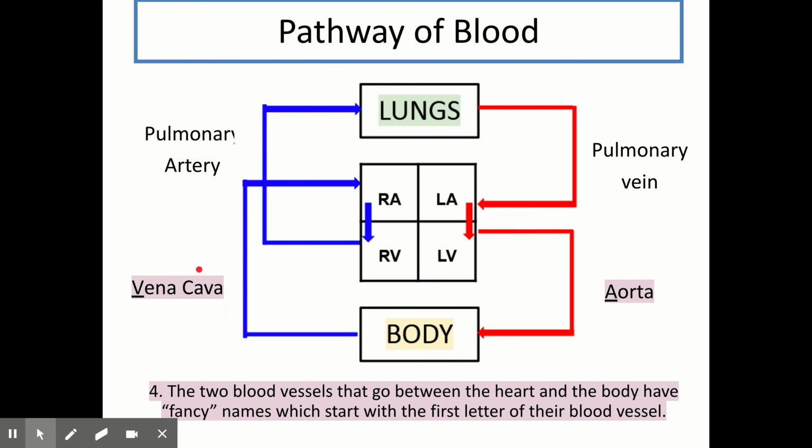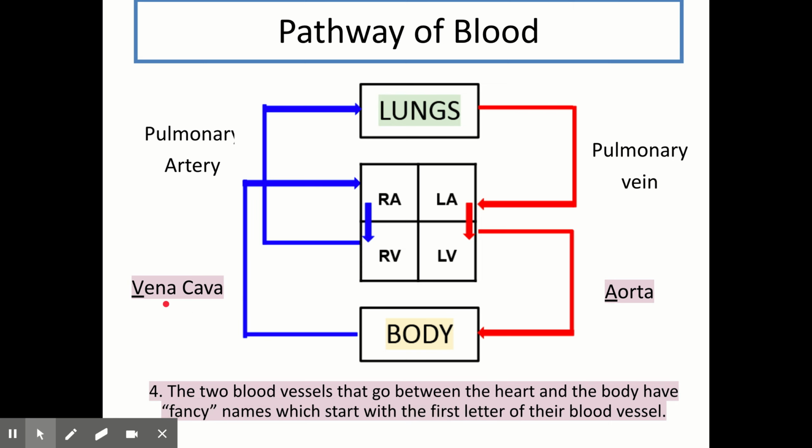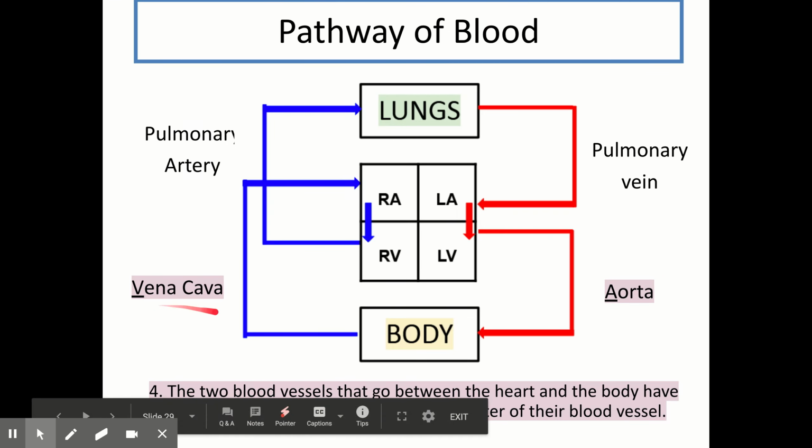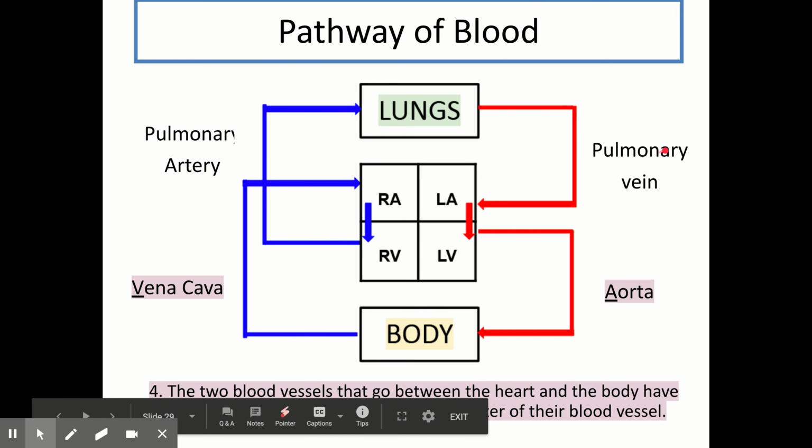The final rule regarding these two vessels at the bottom, so the two vessels that go between the heart and the body, have fancy names which start with the first letter of their blood vessel. So this one over here was a vein and it starts with a V, so it is the vena cava. This vessel over here was an artery, so it starts with an A, and this is the aorta. So it's taking blood away from the heart. So artery, aorta, vena cava is a vein, and it's because they're to do with the body. So we're not pulmonary because they're not to do with the lungs, they're to do with the body. So you remember they are the fancier names for these two.